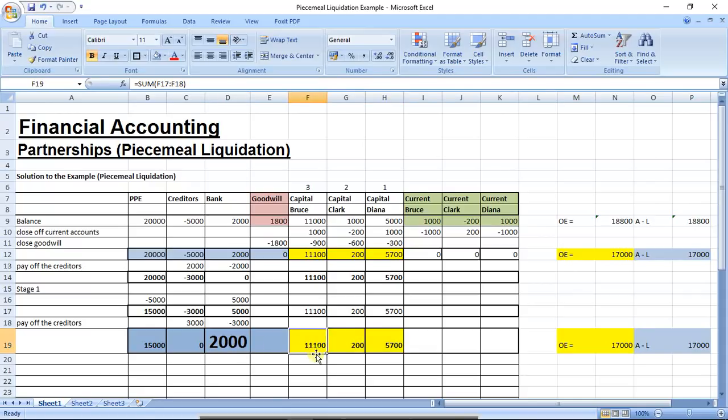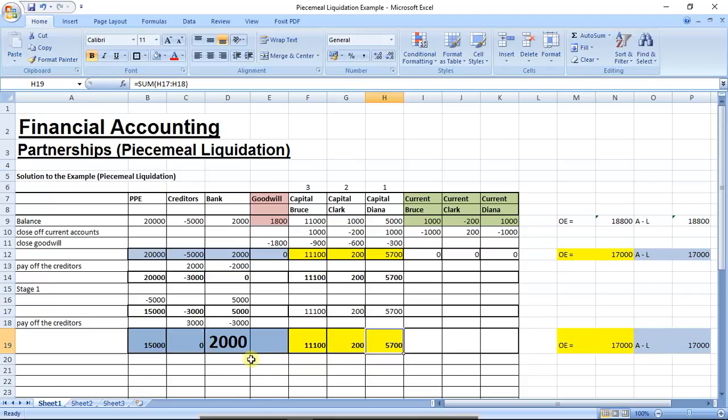We've got one partner here, Bruce, with 11,100. Good partner, lots of capital still invested in the business. Clark only 200. And then Diana, 5,700. So now who gets the 2,000 Rand cash? Do we pay it out to Bruce? Do we pay it out to Clark? Or do we pay it out to Diana? Well, they're probably going to be fighting over the cash. They're all going to want the cash because they all want to liquidate the business.